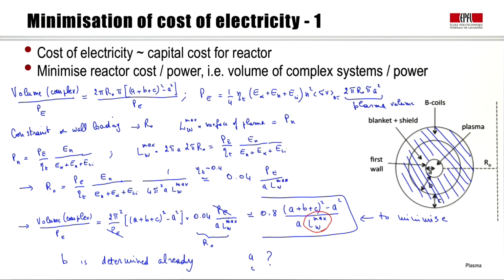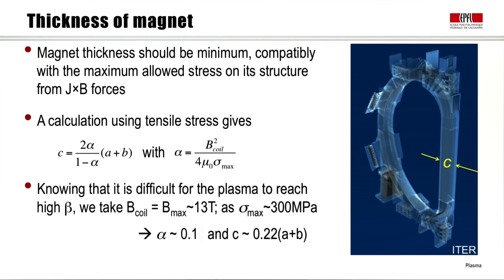That is the size of the plasma and the size of the magnet. In terms of the thickness of the magnet, here I remind you what we're talking about in a more realistic situation than our schematic drawing. This in fact is the magnet designed for ITER. So the thickness is really the term C here.